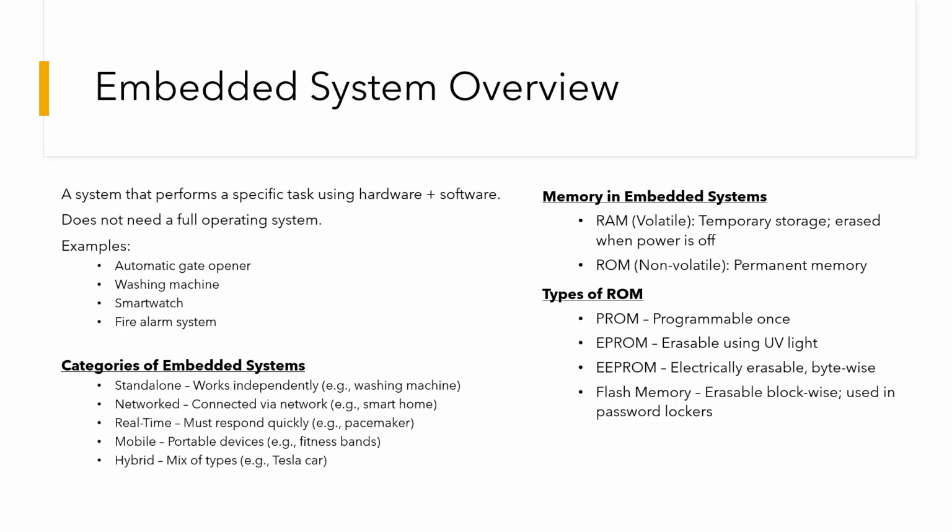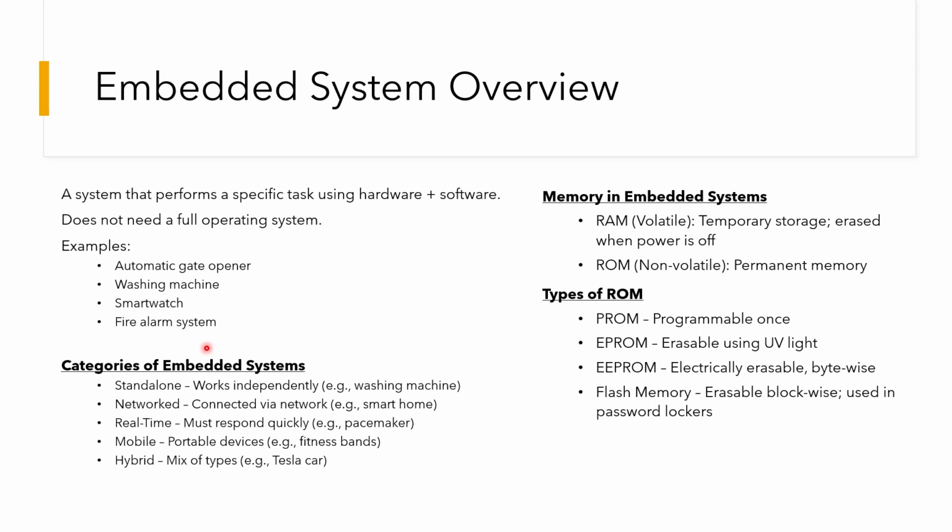Now let us see the embedded system overview. Any system that performs a specific task using hardware and software, and which does not need a full operating system, is considered an embedded system. Examples of embedded systems include automatic gate opener, washing machine, smartwatch, fire alarm system, and many more.